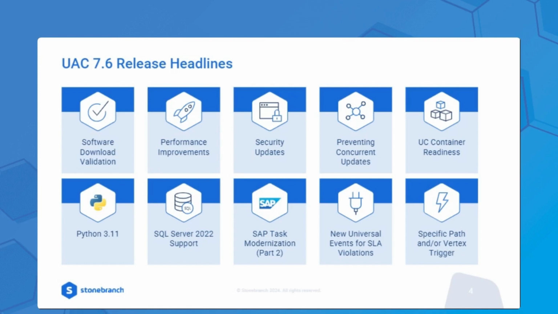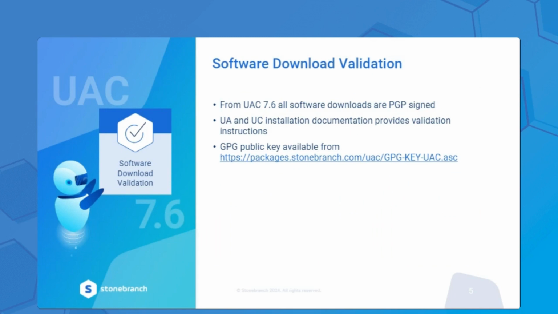Okay. So for the software download validation, from 7.6 onwards, all software downloads are going to be PGP signed. The installation documentation for both UA and UC provide validation instructions, and also the link that I've got here to get hold of the public key that you'll need to do that validation.